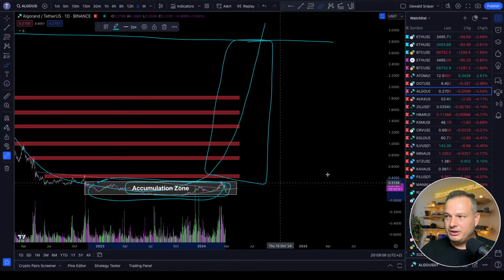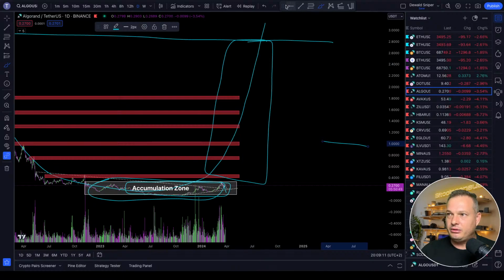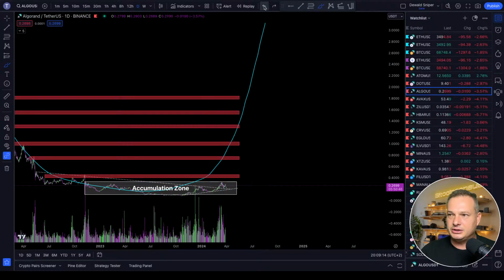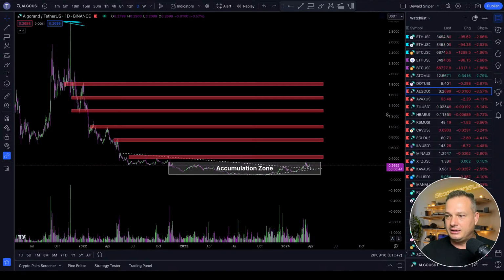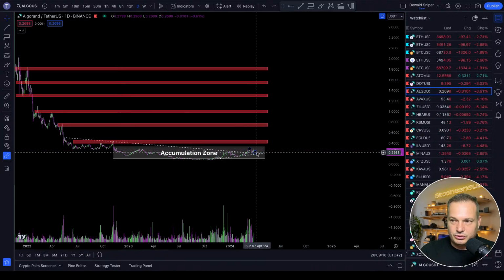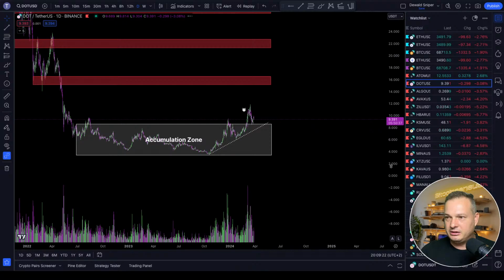And so these are the coins that I'm looking for, and I can go through them very briefly with you guys. It's just to say, okay, I've got Algorand still in buy zone. Okay. I've got DOT. DOT is being a little bit more aggressive. It's currently outside of buy zone.